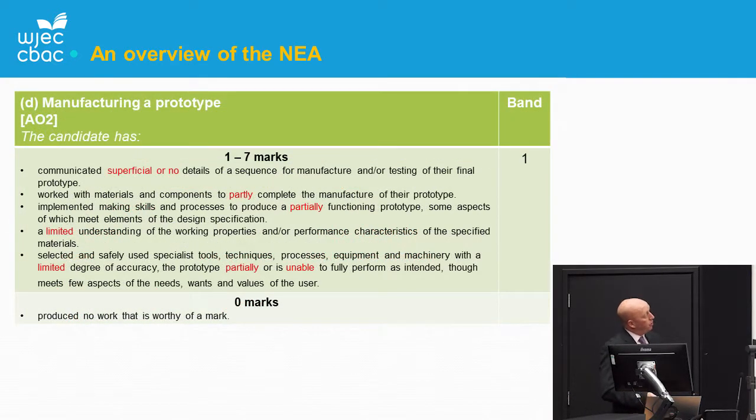If it's superficial or there's no details of a sequence and they've just made the product with the guidance of the teacher or the technician, then they're going to be in this 1 to 7 mark range, aren't they? So really, if they go through this in a very linear, narrow way, they're not going to score many marks. They're not going to accumulate many marks as they travel through.